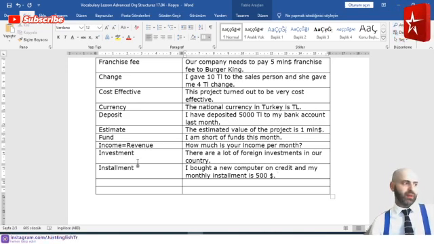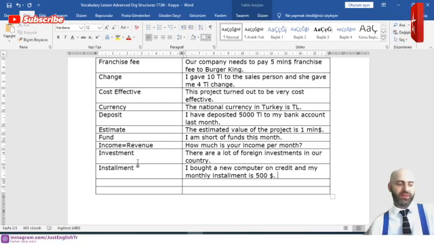I have explained the word deposit. Probably all of you know the meaning. It can be used as a verb and as a noun. As a verb, it means when you put money into your account. As a noun, it means how much money you have on your account. For example, I have deposited 5,000 Turkish lira to my bank account last month.